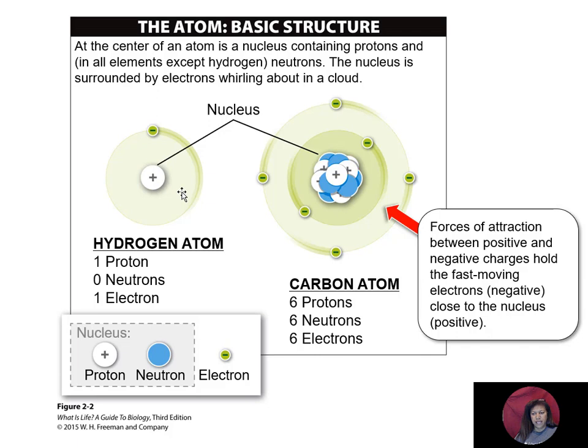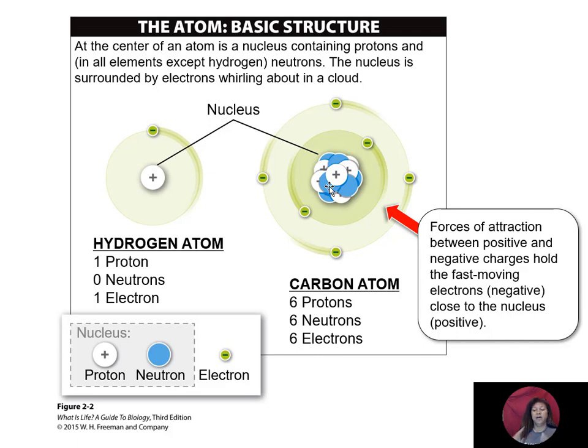The basic structure of an atom is you have protons, neutrons, and electrons. Protons are found in the nucleus of the atom. They have a positive charge. Electrons reside in shells circulating outside of the nucleus. They have a negative charge. And then neutrons are also inside the nucleus. Okay, so three basic parts of the atom: protons, neutrons, and electrons.